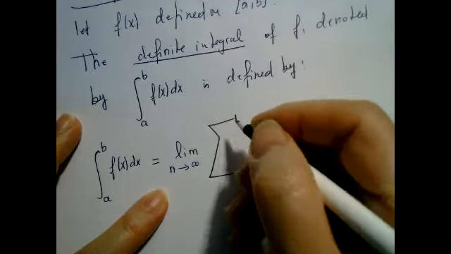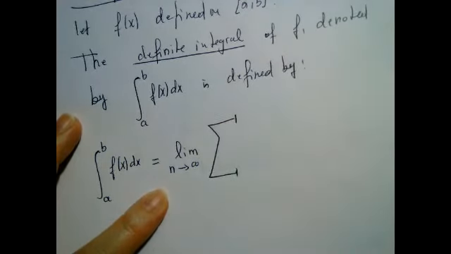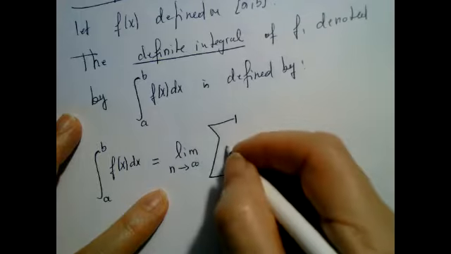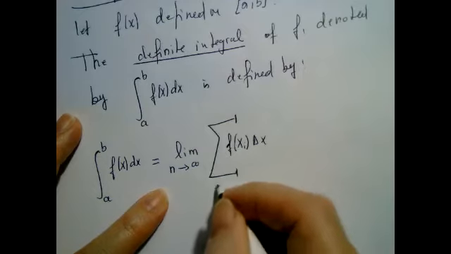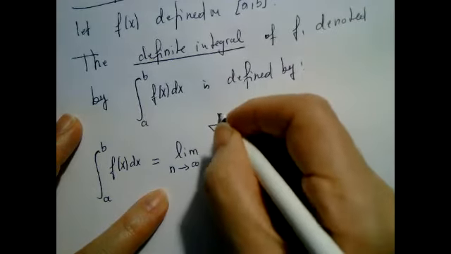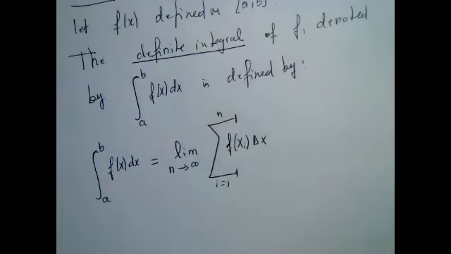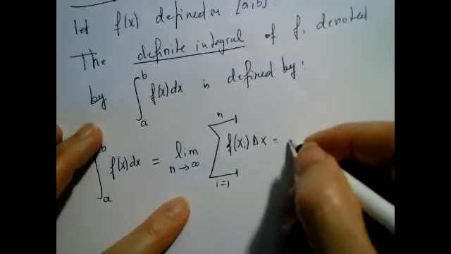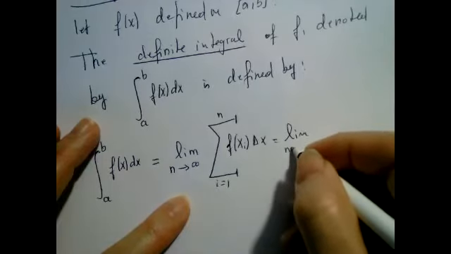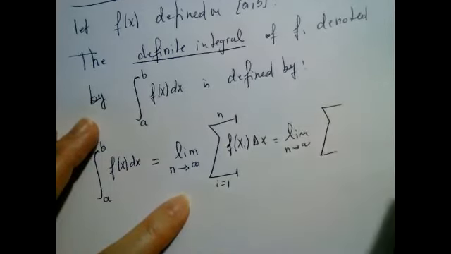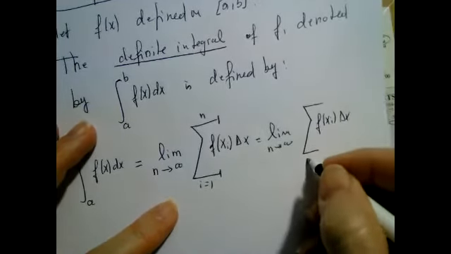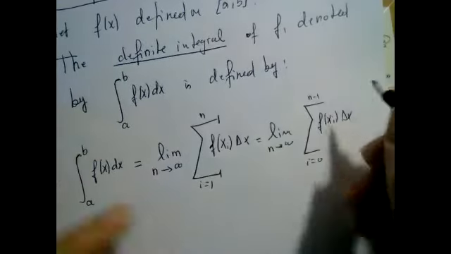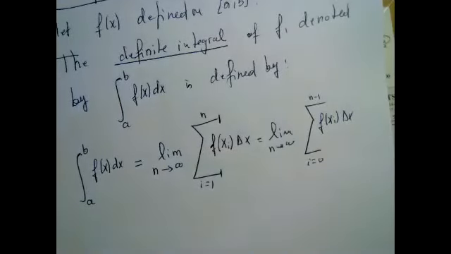Whether you take the right or the left, honestly, it doesn't really matter because both of them will have the same value when n is very large. So let me take, for example, the right one. The right is f of xi delta x. In the right, we start from 1 to n. And whether you take left or right, it doesn't actually matter. So it's the same as the limit of the sum of f of xi delta x, i equals 0 to n minus 1. So that's the definition of the definite integral.